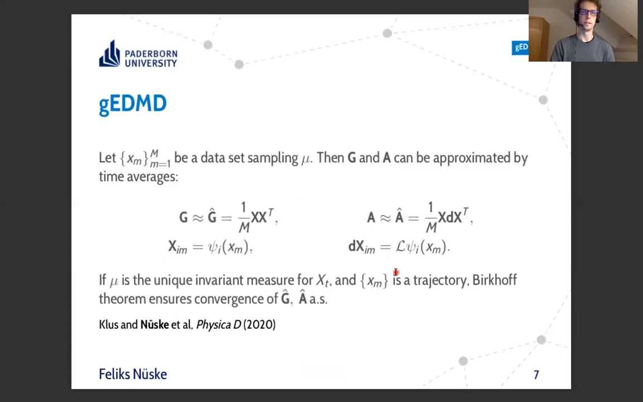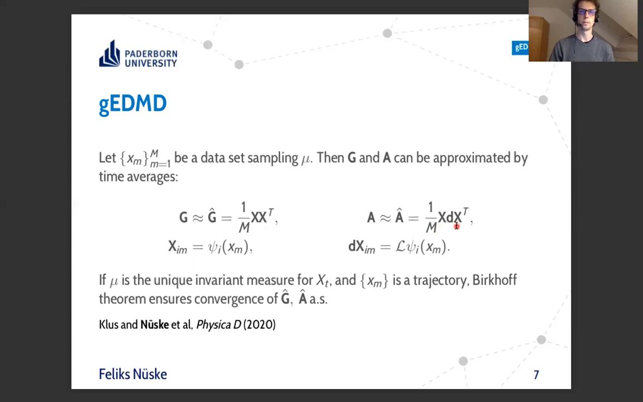So this is already the gist of the method, which we call gEDMD. Let's assume we have a sample of points in our state space, which approximately sample the probability measure mu. Then we can just approximate G and A by simple time averages. To write this in a compact manner, we define a matrix X, which simply contains the values of all basis functions at all data points, and another matrix dX, which will contain the evaluation of L applied to any basis function evaluated at any data point. Then the empirical estimates for the matrices G and A, which we call G hat and A hat, can be calculated as 1 over m times X X transposed and 1 over m times X dX transposed, respectively.